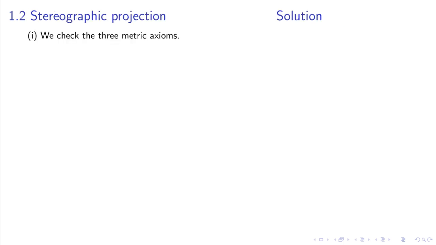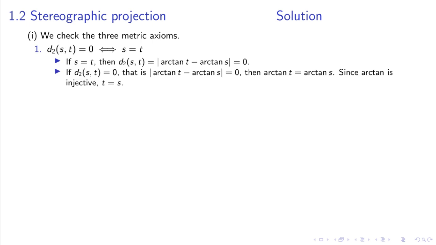Solution. Part 1. We check the three metric axioms. First, d₂(s,t) = 0 if and only if s = t. Indeed, if s = t, then arctan s = arctan t, so the absolute value is 0. Conversely, if d₂(s,t) = 0, that is, |arctan t − arctan s| is 0, then arctan t = arctan s. Since the arctan function is injective on ℝ, we must have t = s.